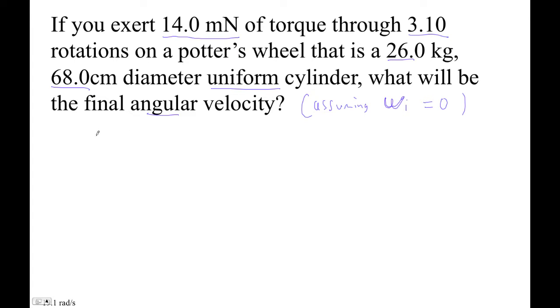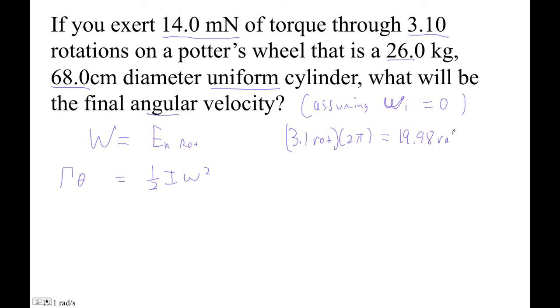Well, let's use the work energy theorem, right? Work is going to become rotational kinetic energy. So our work is torque times angle, and then that's just simply going to become 1/2 I omega squared, right? Now, 3.1 rotations, we got to turn that into radians, right? So 3.1 rotations times 2 pi is 19.48 radians roughly.